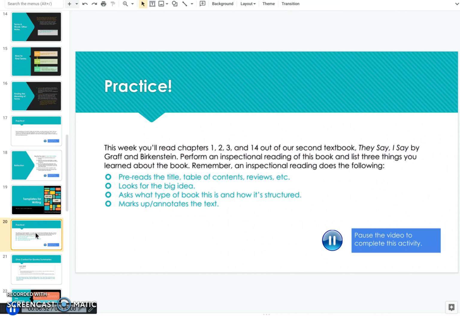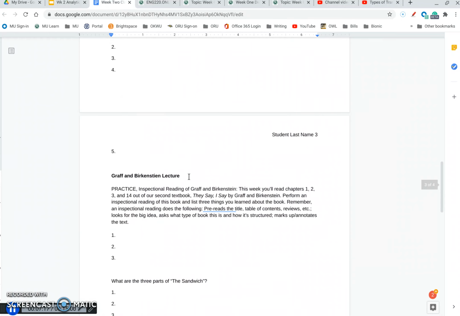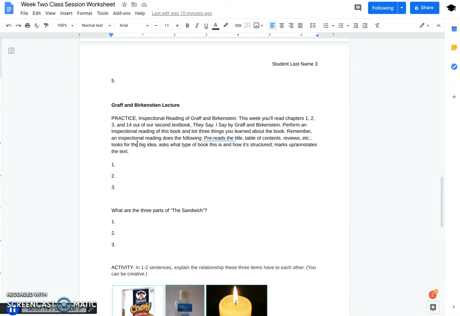But what I want you to do is an inspectional reading. That means maybe looking at the title, table of contents, blurbs, to see what you can discover about the big idea of the book. Maybe ask what type of book this is and how it's structured. And then mark up or annotate anything that you read, maybe the introductions or conclusions. So pause this video and then complete the relevant section in your worksheet, which you'll find right here under the Graff and Birkenstein lecture with practice.